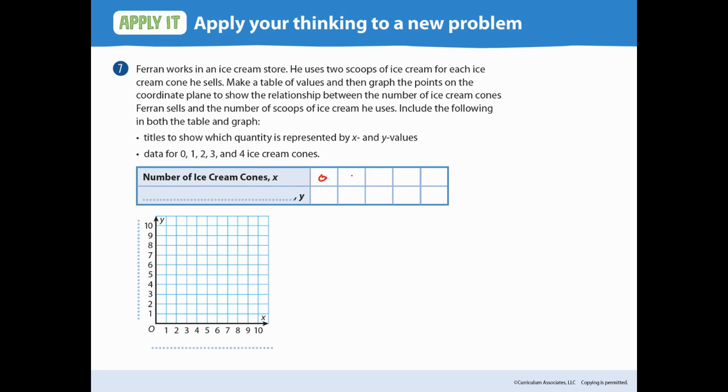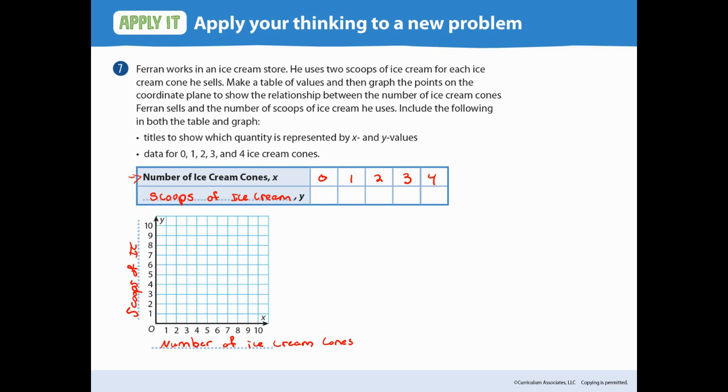So again, they want us to show data for 1, 2, 3, and 4 ice cream cones. So let's go ahead and figure out our X here. Title is number of ice cream cones. And our Y is going to be, let's just call it scoops. If yours is a little bit different, that's fine. Scoops of ice cream. And then that's also going to be our title here.